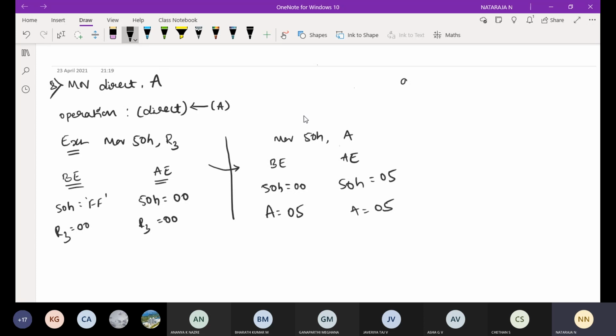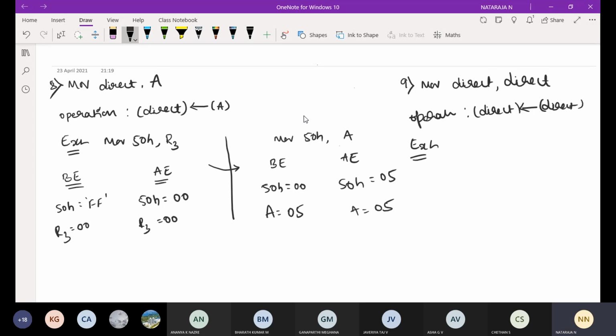Next instruction. I will write the syntax and instruction, and you have to write the example. Move direct comma direct. Operation: direct copy to direct. Can you write an example? Try.